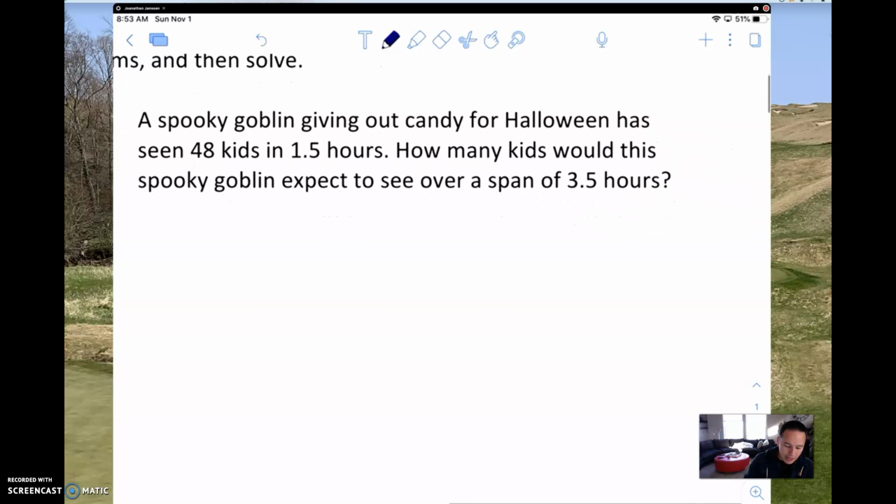We have a spooky goblin giving out candy for Halloween and has seen 48 kids in 1.5 hours. How many kids would the spooky goblin expect to see over a span of 3.5 hours? So again, we're making the assumption that all of these kids are going to be trick-or-treating at the same rate. They're going to keep a steady stream of kids for those 3.5 hours. There won't be more at 6 o'clock and less at 8 o'clock.